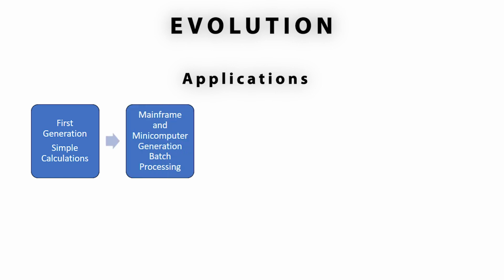Mainframe and minicomputer generation comes next, comprised of large centralized computers used by large organizations for data processing, while minicomputers were smaller and more affordable versions that found use in smaller businesses. Applications like batch processing, payroll systems, and early forms of business software comprised this generation.